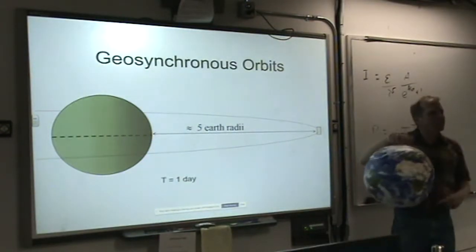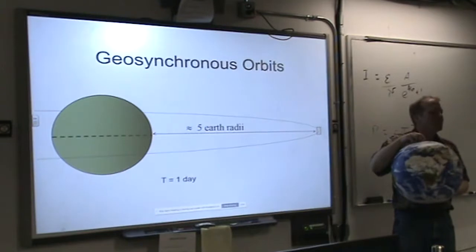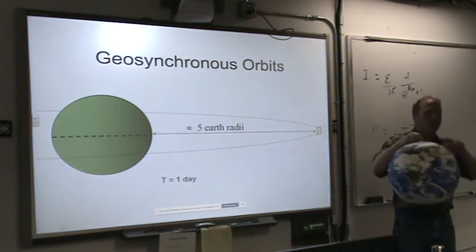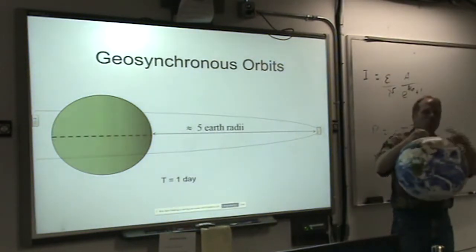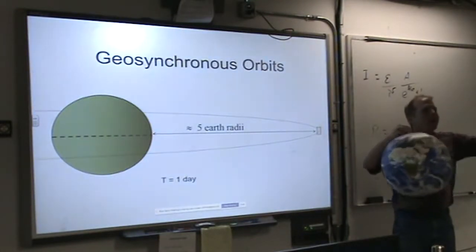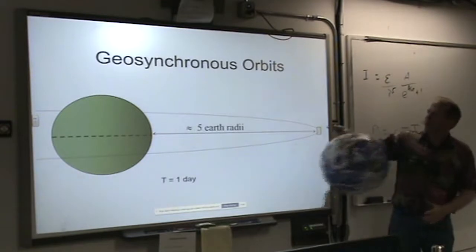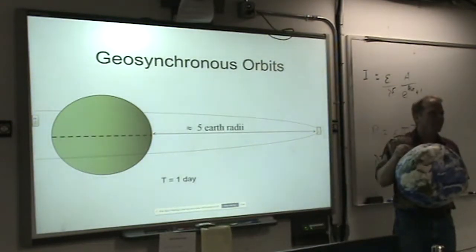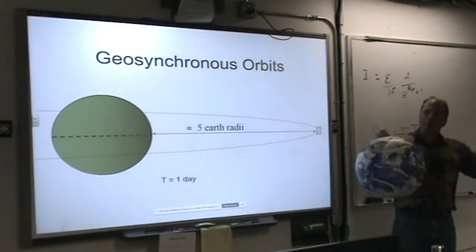And how long does it take for the Earth to rotate? 24 hours. So if close to the Earth is 90 minutes, where do you think 24 hours has to be? And actually doing orbit, it has to be pretty far away, about 5 Earth radii. Okay? So you get to watch things constantly.